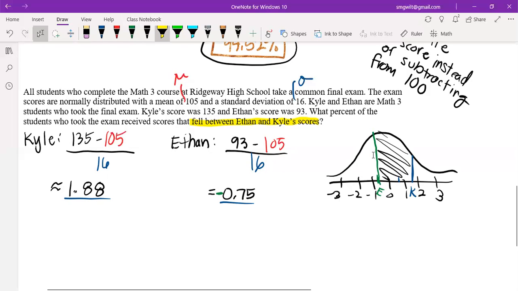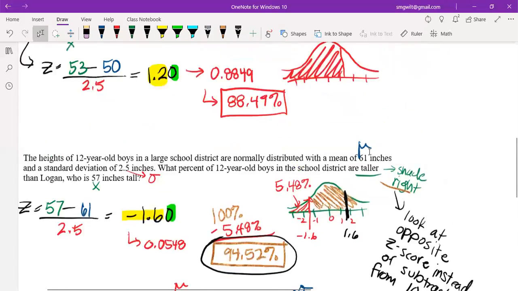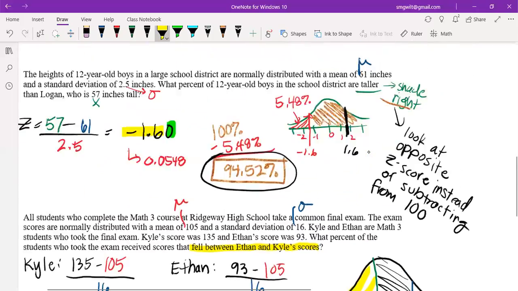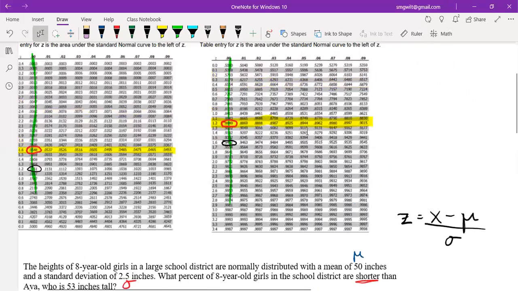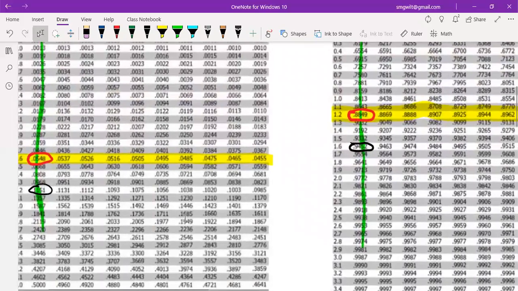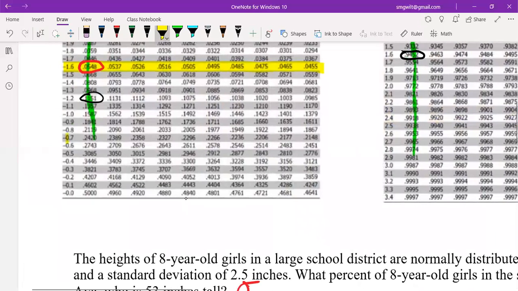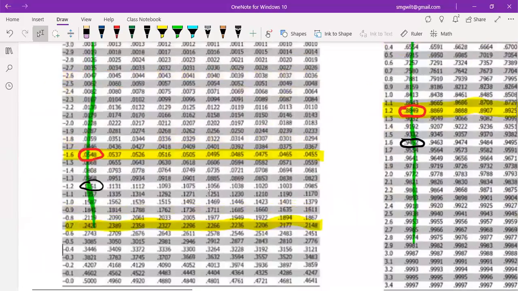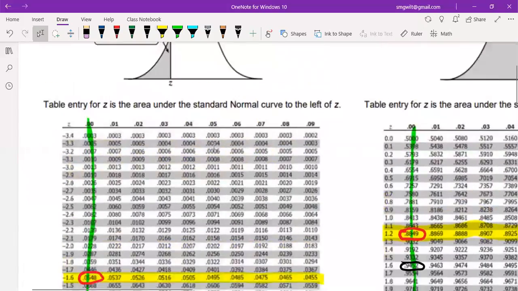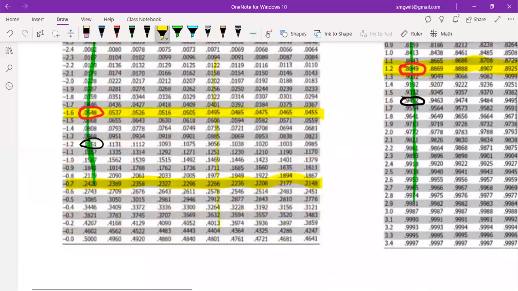If I find Ethan's, if I look up the percentage below here, I'm looking at negative 0.75. Negative 0.7 is here, and then 5 is this one. That's going to give me 0.2266, or 22.66%.